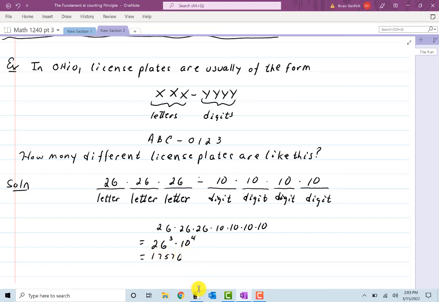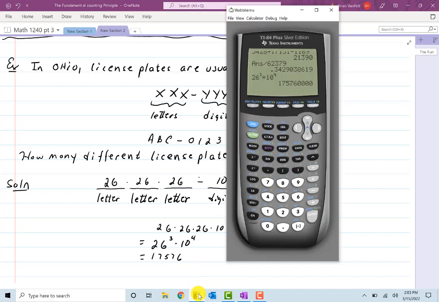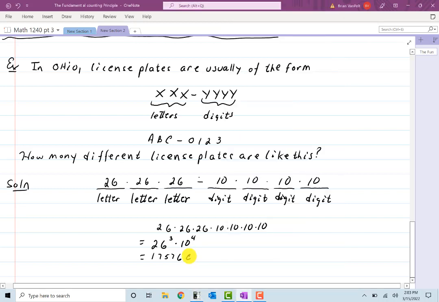A lot of the problems with counting end up having huge answers, so just keep that in mind when you're doing these problems. So it looks like about 175,760,000 total.